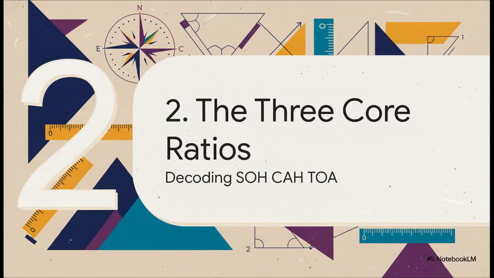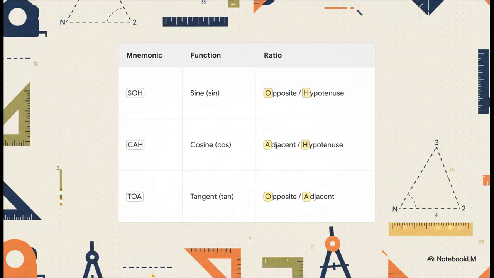All right, we know the sides. Now it's time. Let's finally break down the code itself. This is where all the magic really happens. And you're about to see how simple this secret code really is. SOH just tells us that the sine of an angle is the opposite side divided by the hypotenuse. That's it. CAH tells us the cosine is the adjacent side divided by the hypotenuse. And finally, TOA means the tangent is the opposite divided by the adjacent. That's the whole secret. 3 basic functions, 3 super simple ratios.